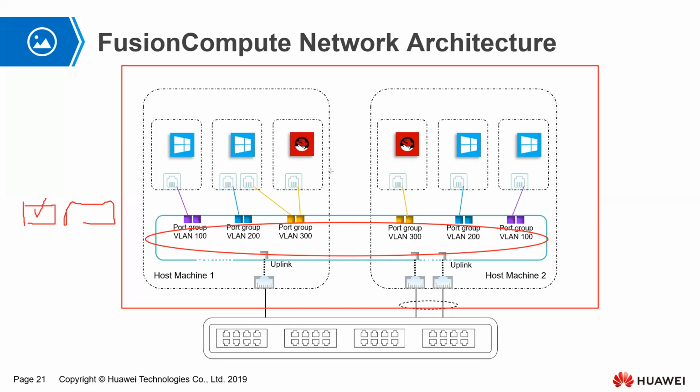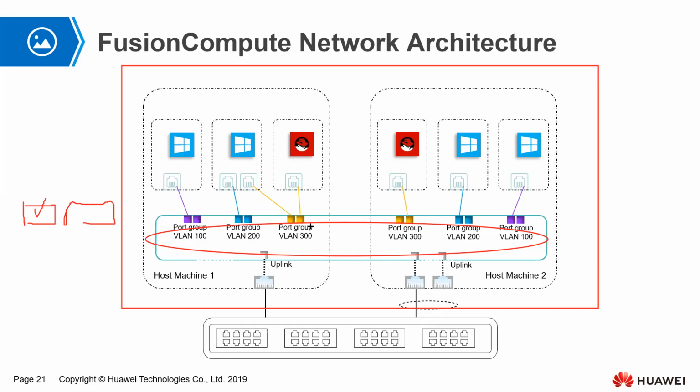And also a distributed virtual switch provides several virtual switch ports with configurable attributes such as the rate, statistics, etc. So ports with the same attributes are assigned to the same port group. I repeat, ports of the same attributes are assigned to the same port group for easy management. And ports that belong to the same port group are assigned the same VLAN. So if you have a port group 300, they all belong to the same VLAN.